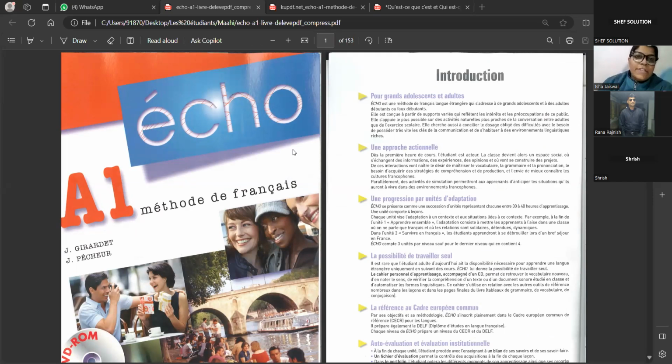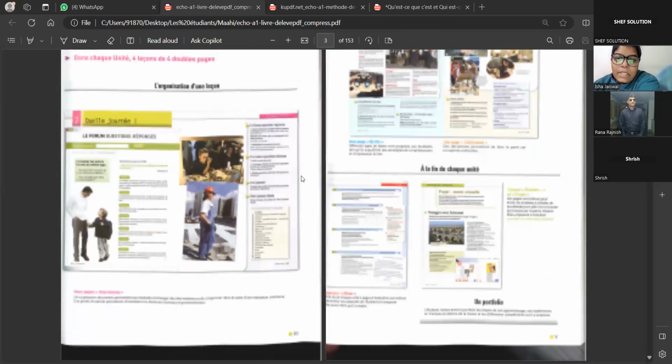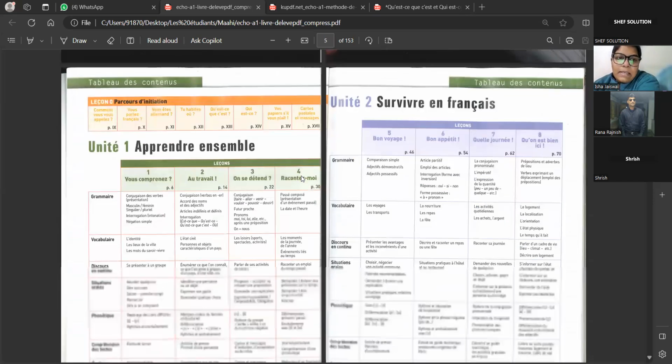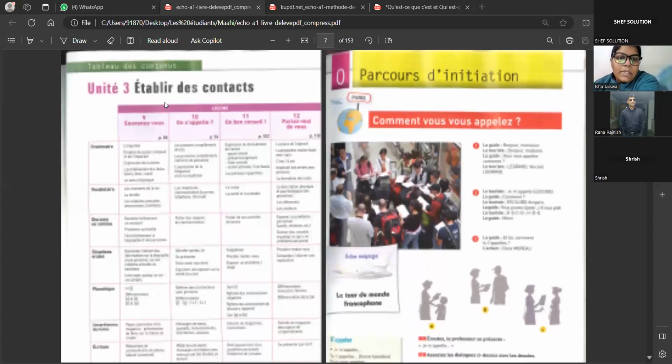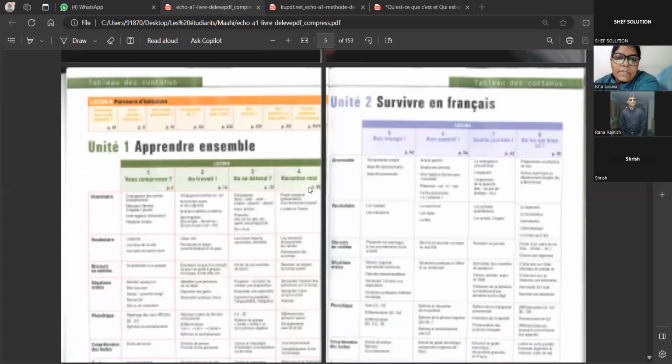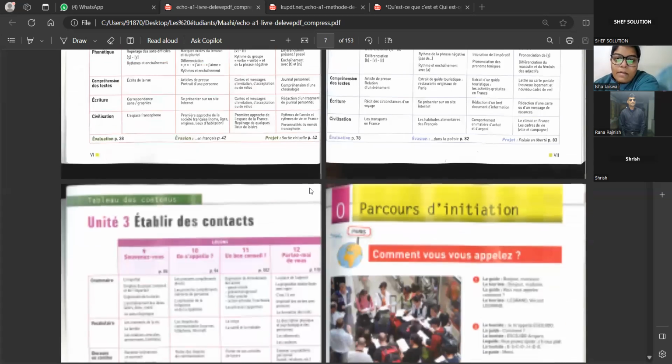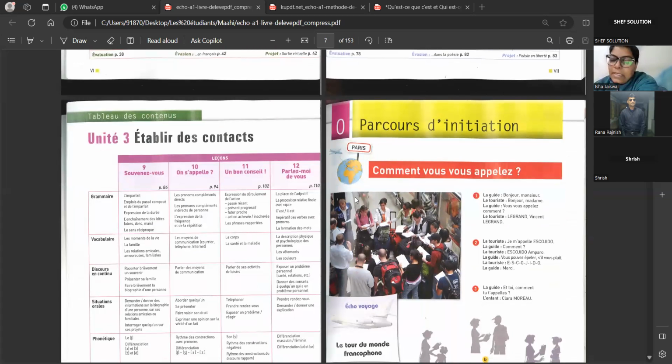So this will be shared with you on your LMS portal. You'll get it. The name of the book is Echo. The level that you're doing is A1. This is the book. It has a total of 3 units. See, Unit 1, Unit 2, and Unit 3. Each unit has 4 chapters. Chapter 0 is just an introduction to make you know about French a little bit so that we can start with lesson number 1. So we start with lesson number 0.